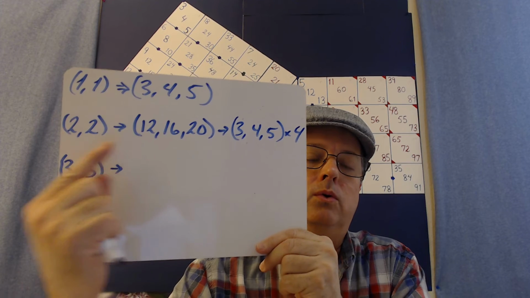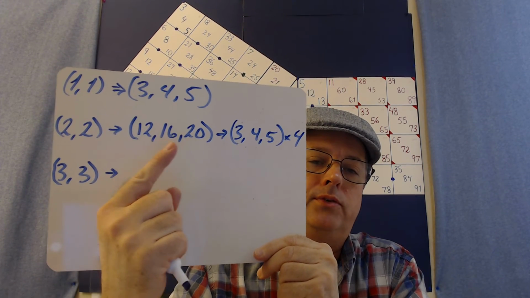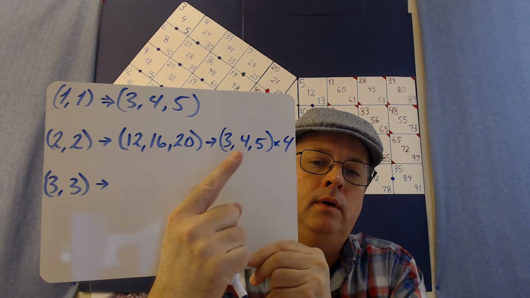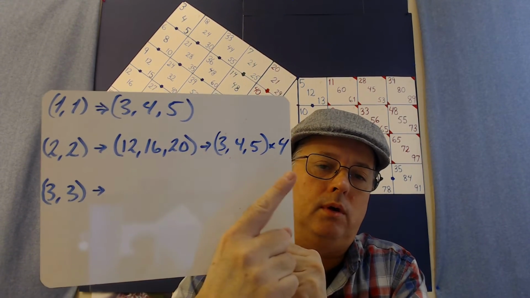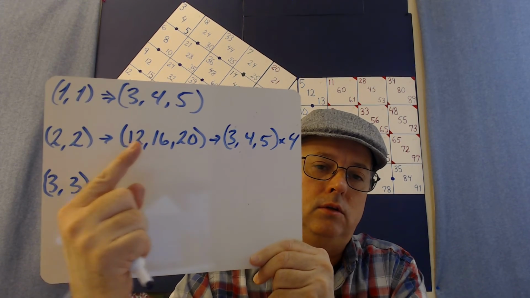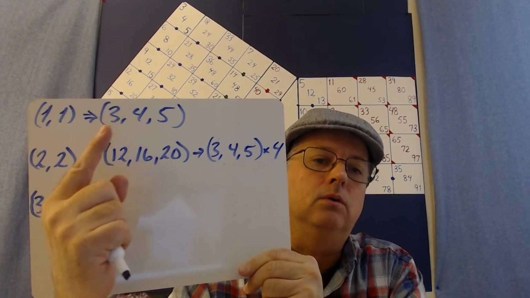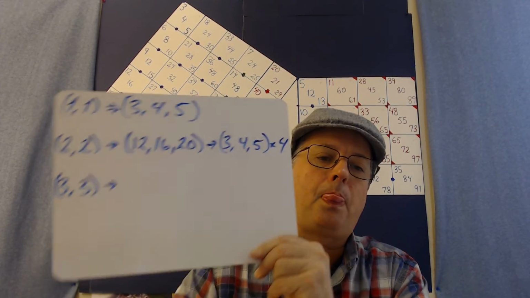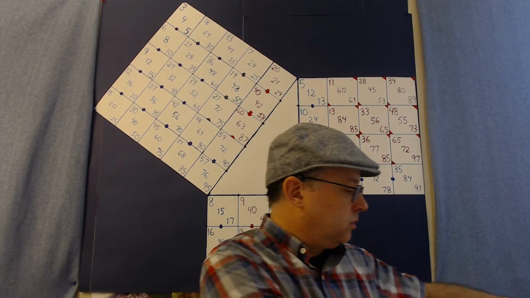Okay, so when we had 2, 2, that gave us the 12, 16, 20 Pythagorean triple. And that's just 3 times 4 and 4 times 4 and 5 times 4. So this is a multiple of this original or primitive Pythagorean triple. Okay, and so now if we did 3, 3, and I'll leave that up to you to do, that gives us 27, 36, and 45.